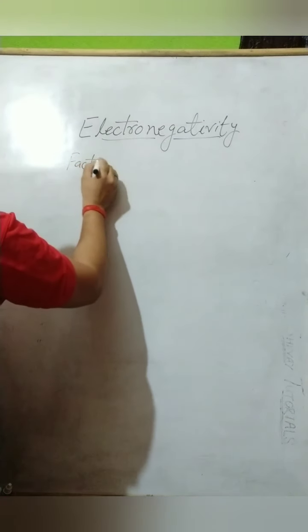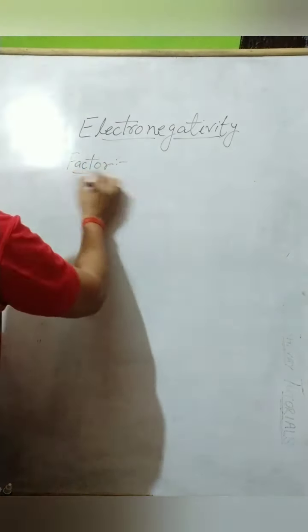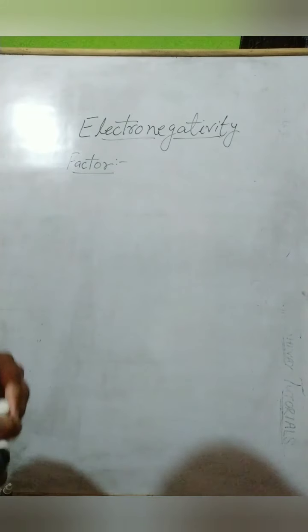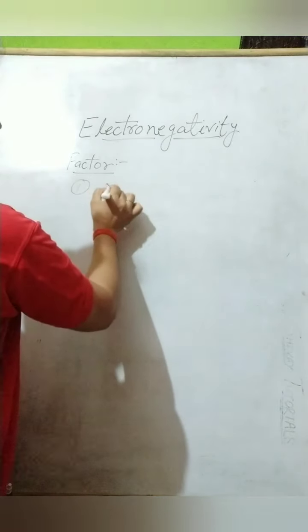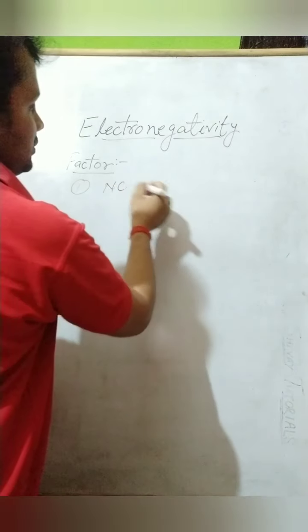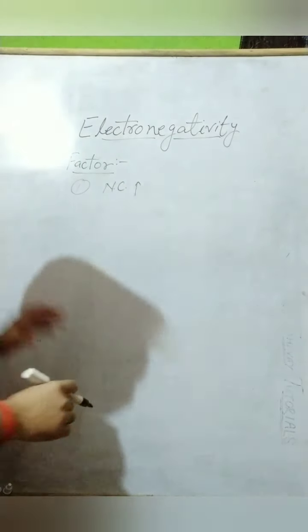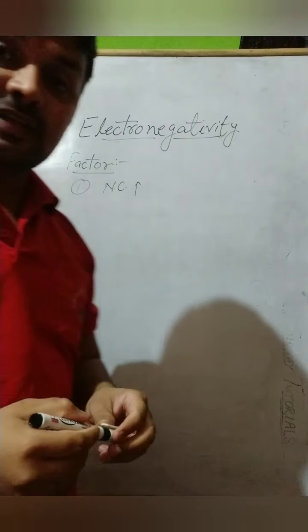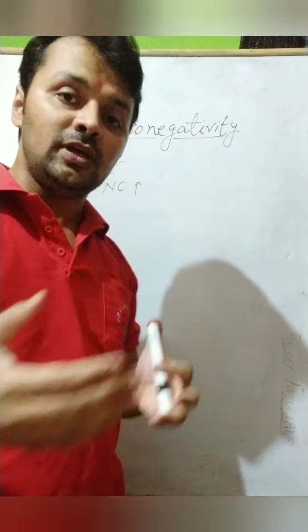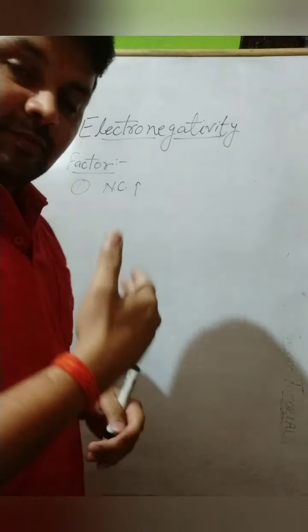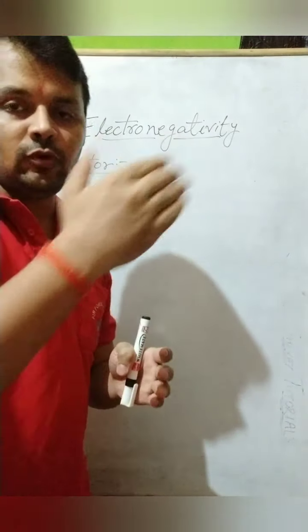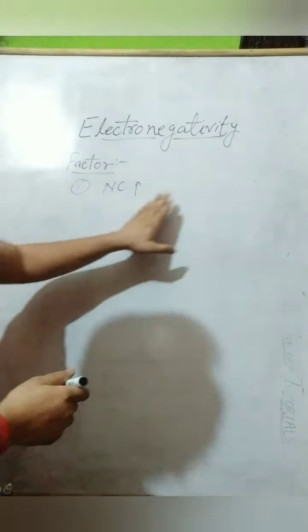So similar, because factors are very important in deciding the trends, so it is very important to understand them. The first factor would be nuclear charge, because we know that elements are arranged in the periodic table in increasing order of atomic number. So nuclear charge always increases in the period when we go from left to right, or we go top to bottom in a group. Okay, so nuclear charge increases.